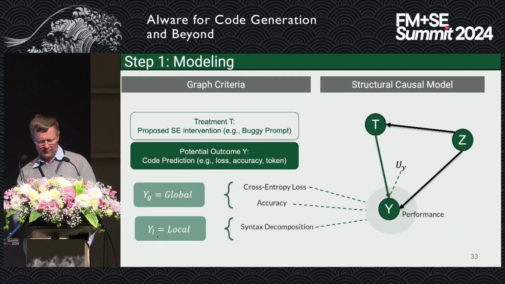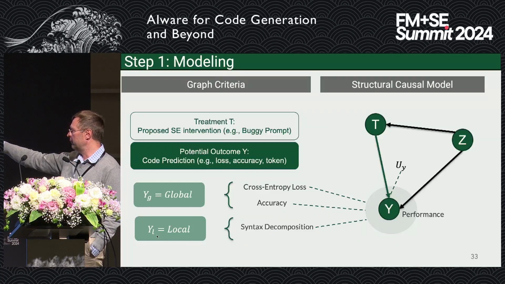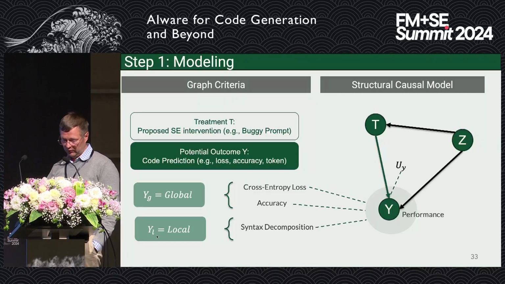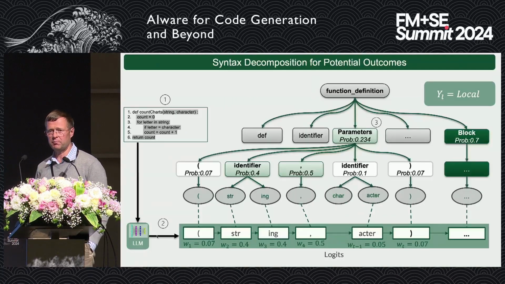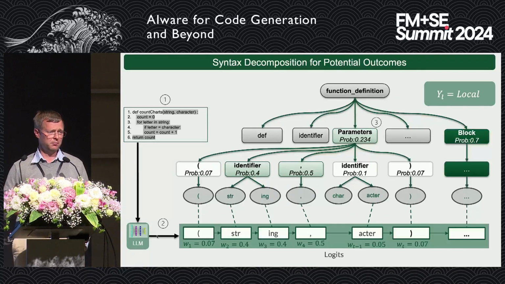So the potential outcome here could be at the global level. These are the types of things that we typically do in the papers. We compute cross-entropy loss, accuracy. It could also be local. This is actually something that we do to help explain the performance of the model in terms of programming language concepts that developers understand.